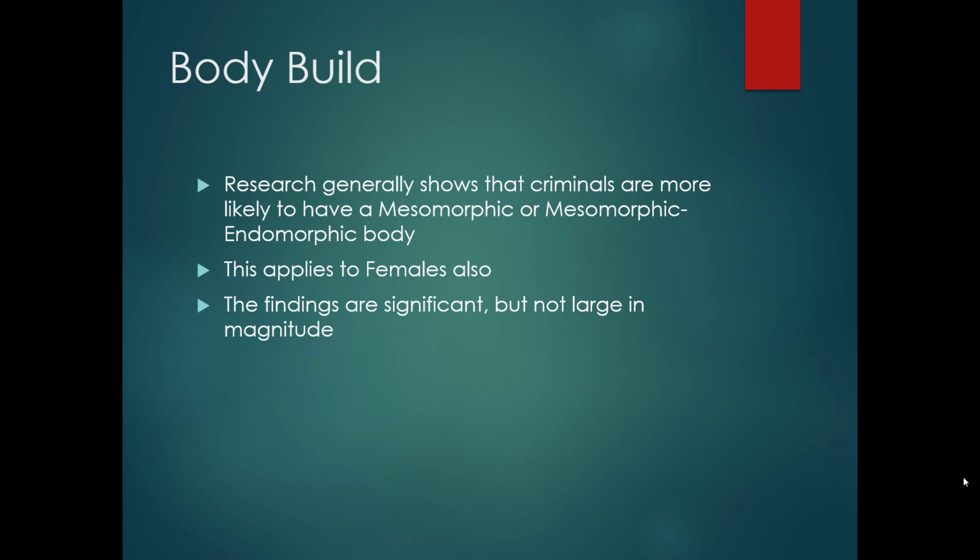Also, you have to be a little bit careful about attributing too much causation. Obviously, Sheldon wanted to say that these body types cause criminality, but the fact of the matter is that there are lots of variables that could intervene.